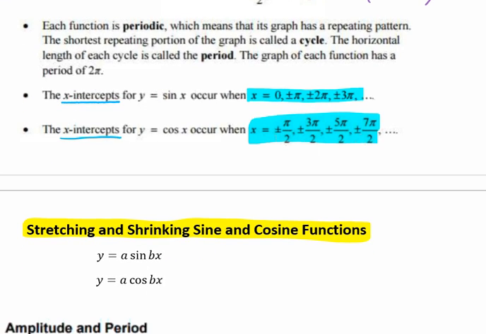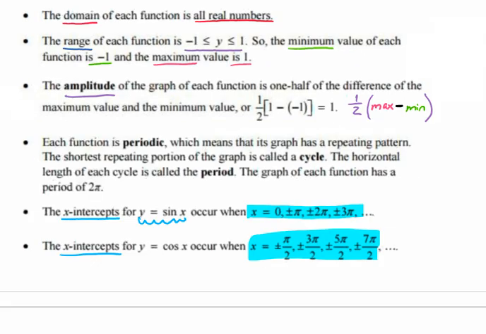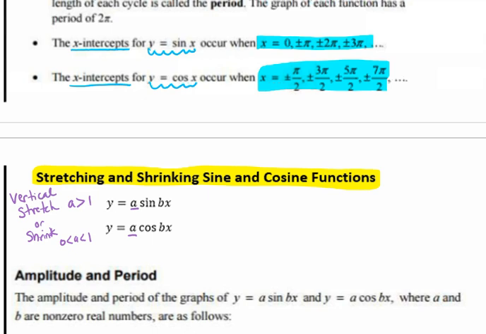Now, when it comes to stretching and shrinking our sine and cosine functions, because they do stretch and shrink, it's important to note that if a is greater than 1, it's going to be a vertical stretch, and if a is between 0 and 1, it's going to be a vertical shrink. But notice that there's also a b being multiplied with our x. So in this case, it'll be a horizontal stretch if the b value is between 0 and 1, and it'll be a shrink if our b value is greater than 1.